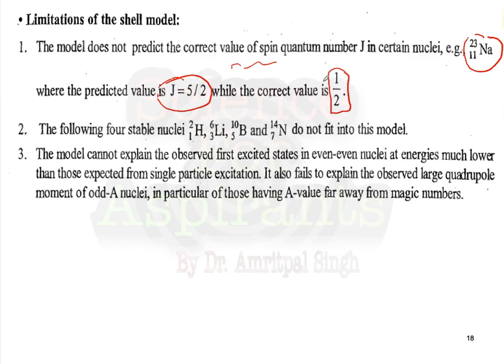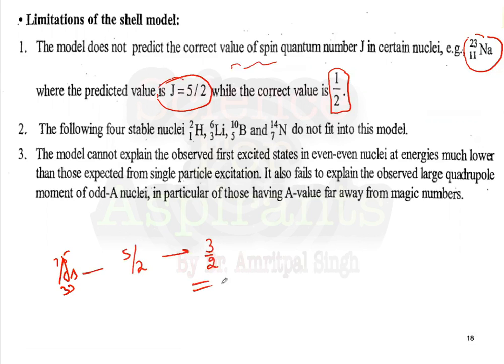Similarly, there are some other nuclei where the shell model failed to explain why their nuclear spin is different. Another example is the arsenic 33-7 nuclei. According to the shell model its spin should be equal to 5 by 2, but the experimental value comes out to be 3 by 2.